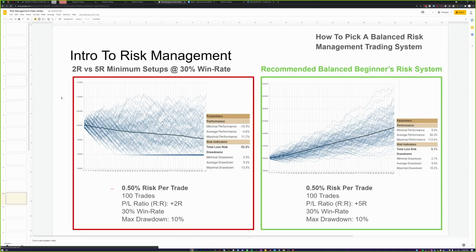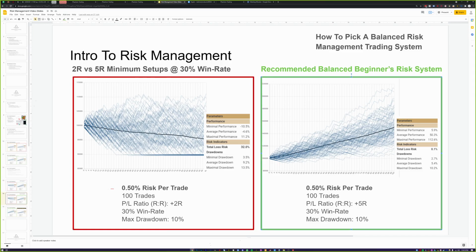I'm still working on this, but this is what I'm talking about when I'm basically saying, look, you can win with a 30% win rate over 100 trades, risking 0.5%, as long as your minimum winning trades are like plus 5R, right? And this is with a max 10% drawdown. Look, your total loss risk, or your risk of ruin, is 0.1%.